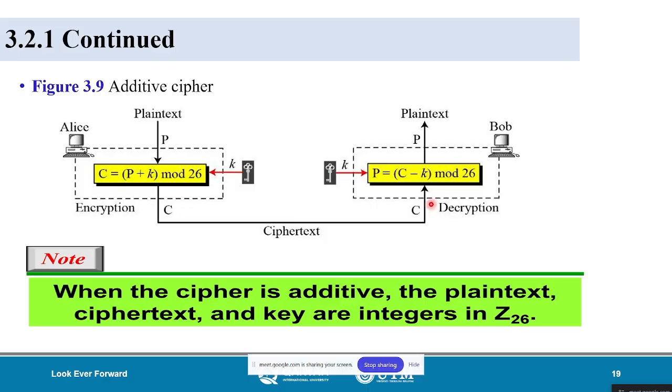Now, one simple note: when the cipher is additive, the plain text, ciphertext and key are integers in Z26.